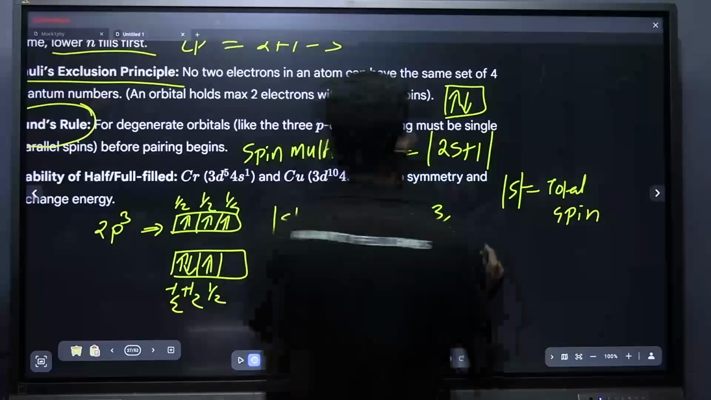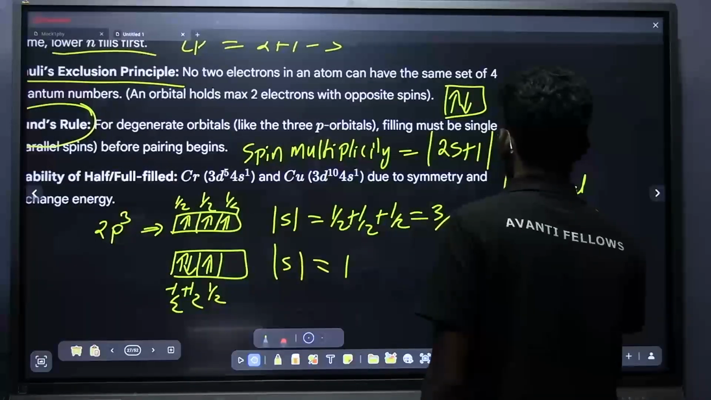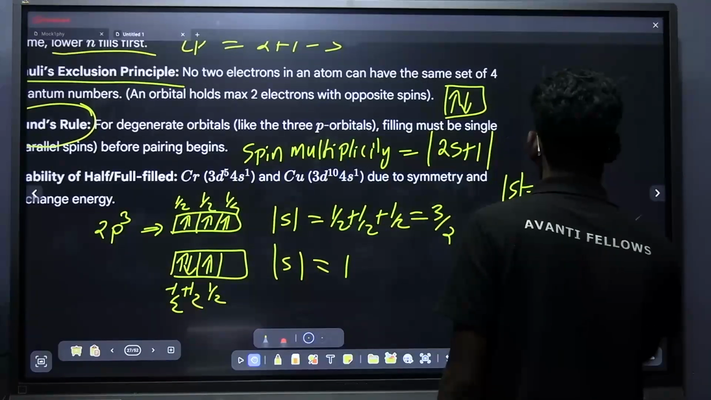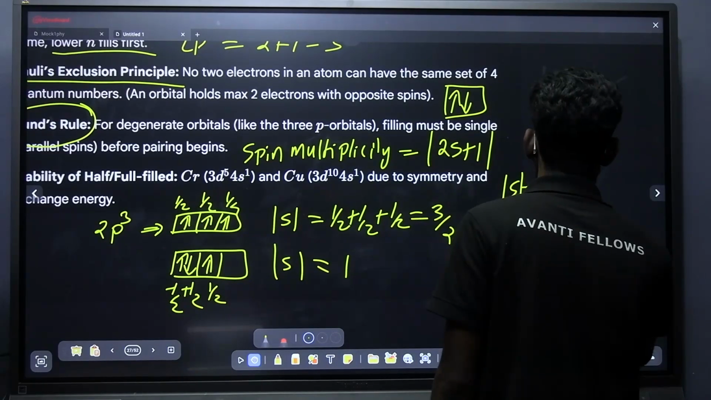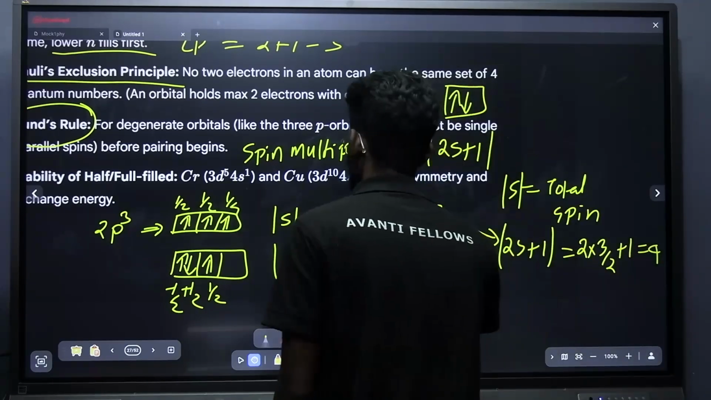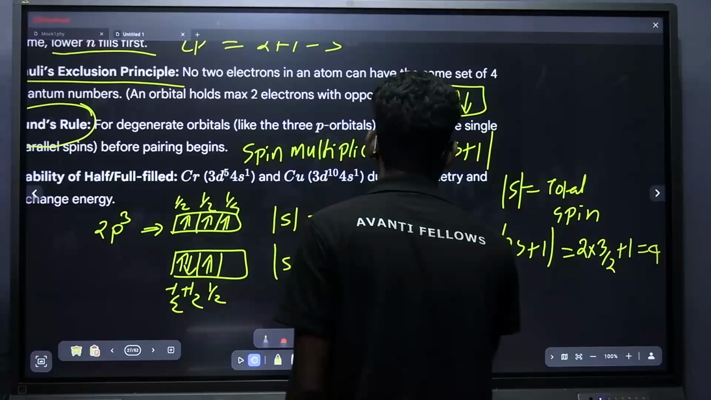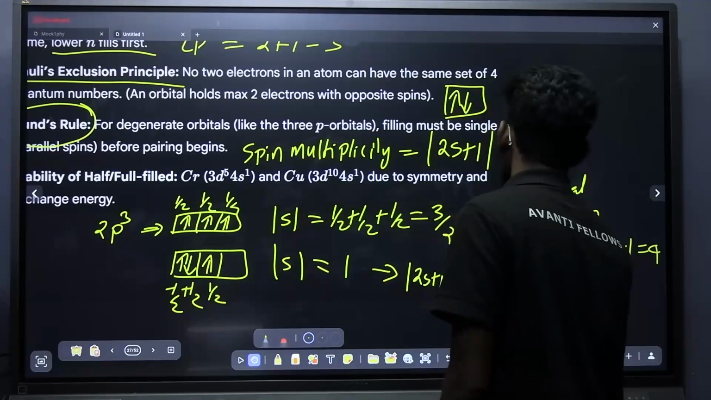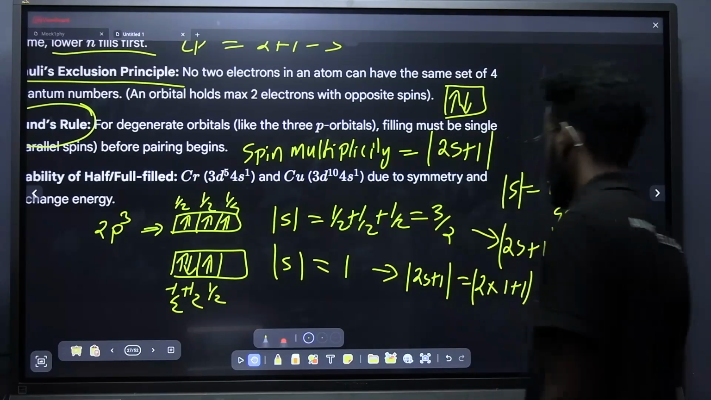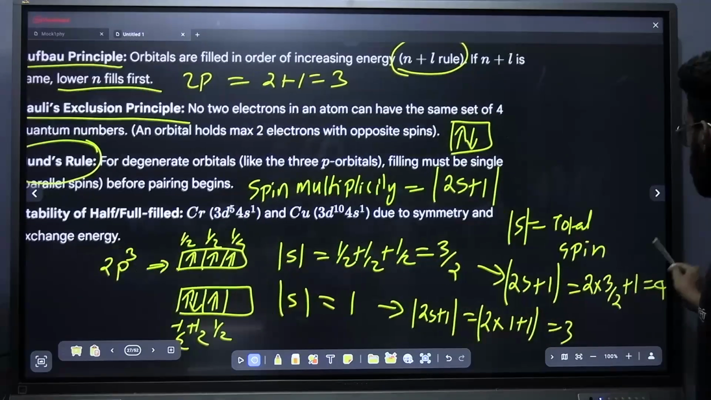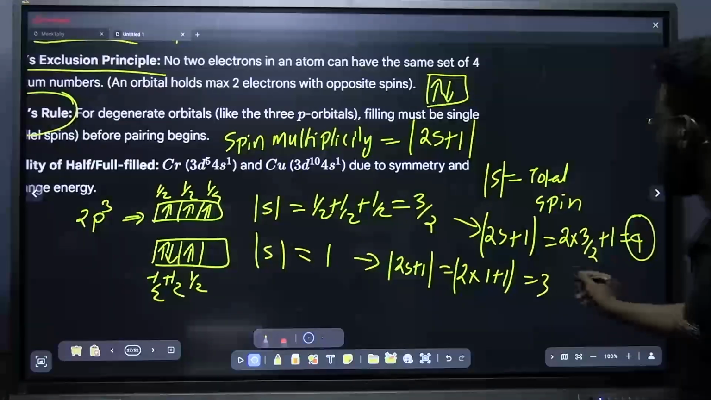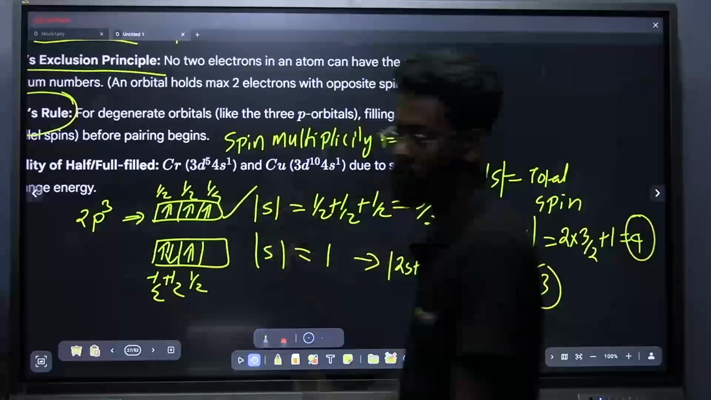And then what is the 2S plus 1 value? 2 into 3 by 2 plus 1, it is equal to 4. And the second one's 2S plus 1 value, what is it? 2 into 1 plus 1, that is 3, right? So among these, the highest spin multiplicity is for the first one. That is why the first electronic arrangement is the correct electronic arrangement.